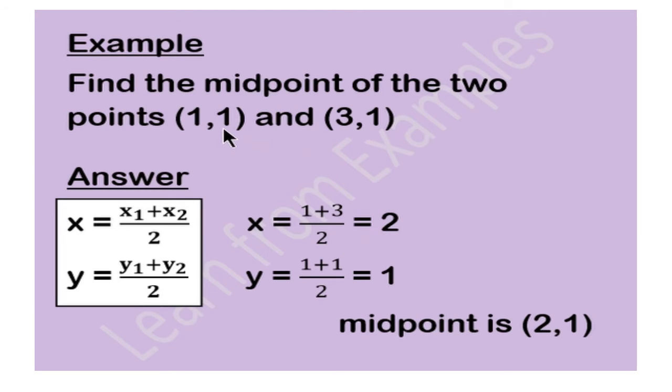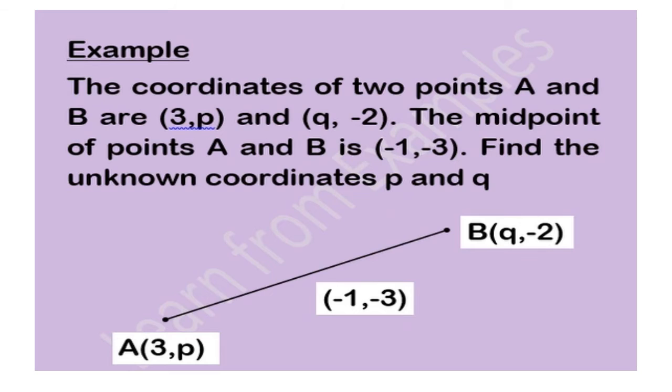And the same thing we can do with the y coordinates. The y coordinate here is 1 and the y coordinate here is 1. We can add these two y coordinates and divide by 2, and we get a y coordinate of 1, so the midpoint is 2, 1. Let's look at the next example.